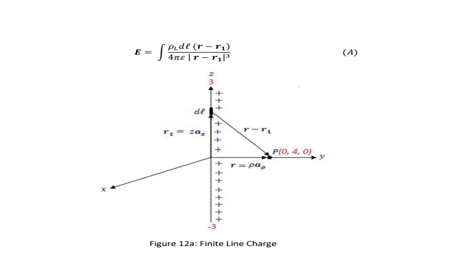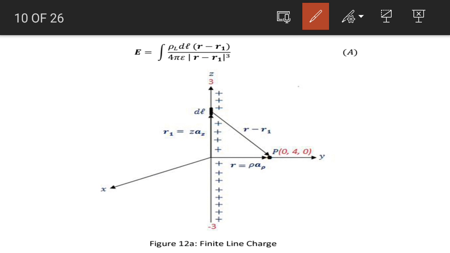You see, we consider a line charge which is extending from z is equal to minus 3 to z is equal to 3 along z axis, and we consider the point on the y axis over here. So the point is 0, 4, 0.